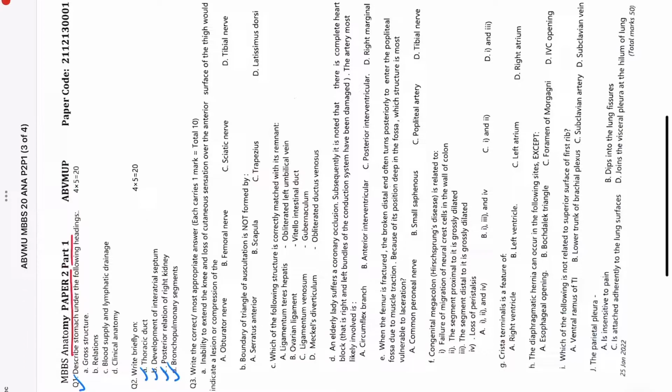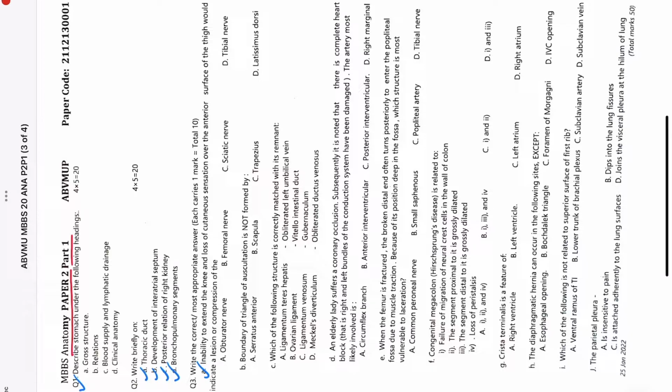Now, helping you solve these MCQs, question number 3. The first one: inability to extend the knee and loss of cutaneous sensations over the anterior surface of the thigh would indicate a lesion or compression of the obturator nerve, femoral nerve, sciatic nerve, or tibial nerve. They're talking about the innervation of the muscles causing extension of the knee, and that is quadriceps femoris.